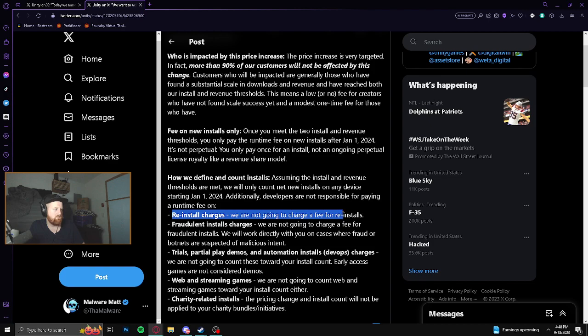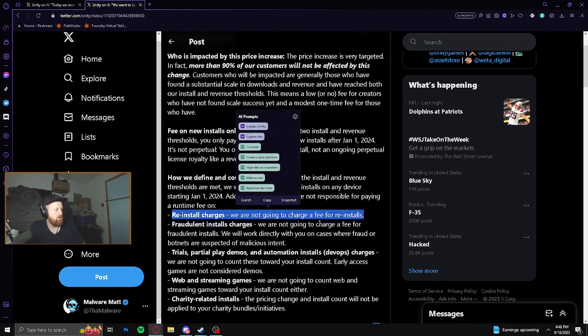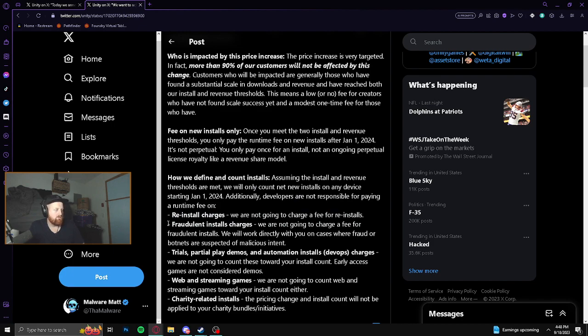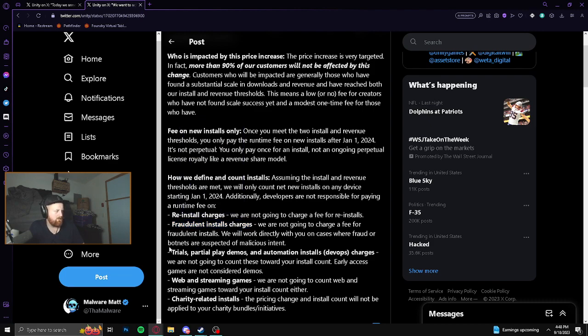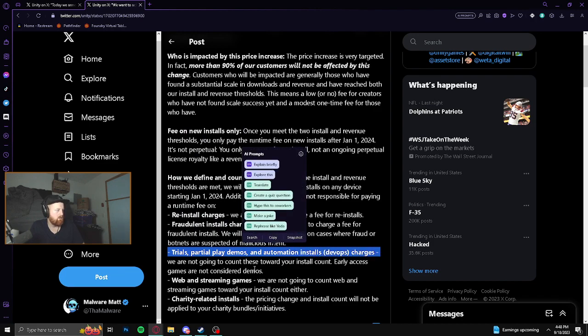Reinstall charges. We don't charge a fee for reinstalls on the same device. Fraudulent install charges. So this is pirating. Somehow they know it's a pirated game. I don't know about that one. Trials, partial play demos, and automation installs.